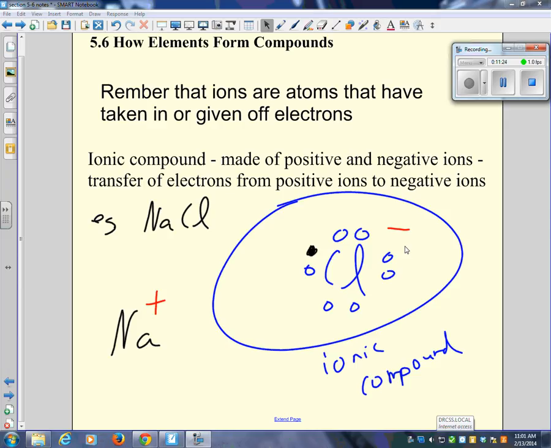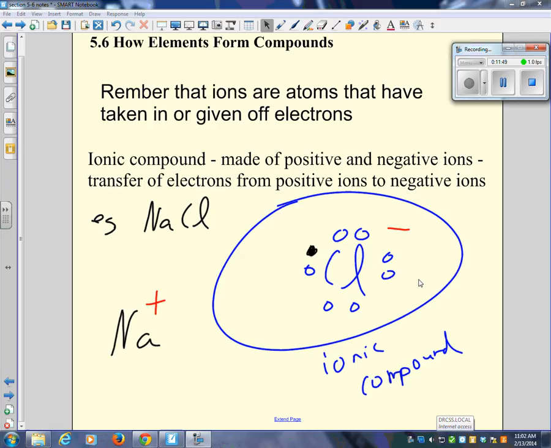Sodium is positively charged. Chlorine is negatively charged. Now that they're opposites, they fit together. They attract each other. Positive and negative attract each other. That's how they form compounds. The sodium ion is attracted to the chlorine ion. That's all you've got to say. You're good. That's basically A and B together.